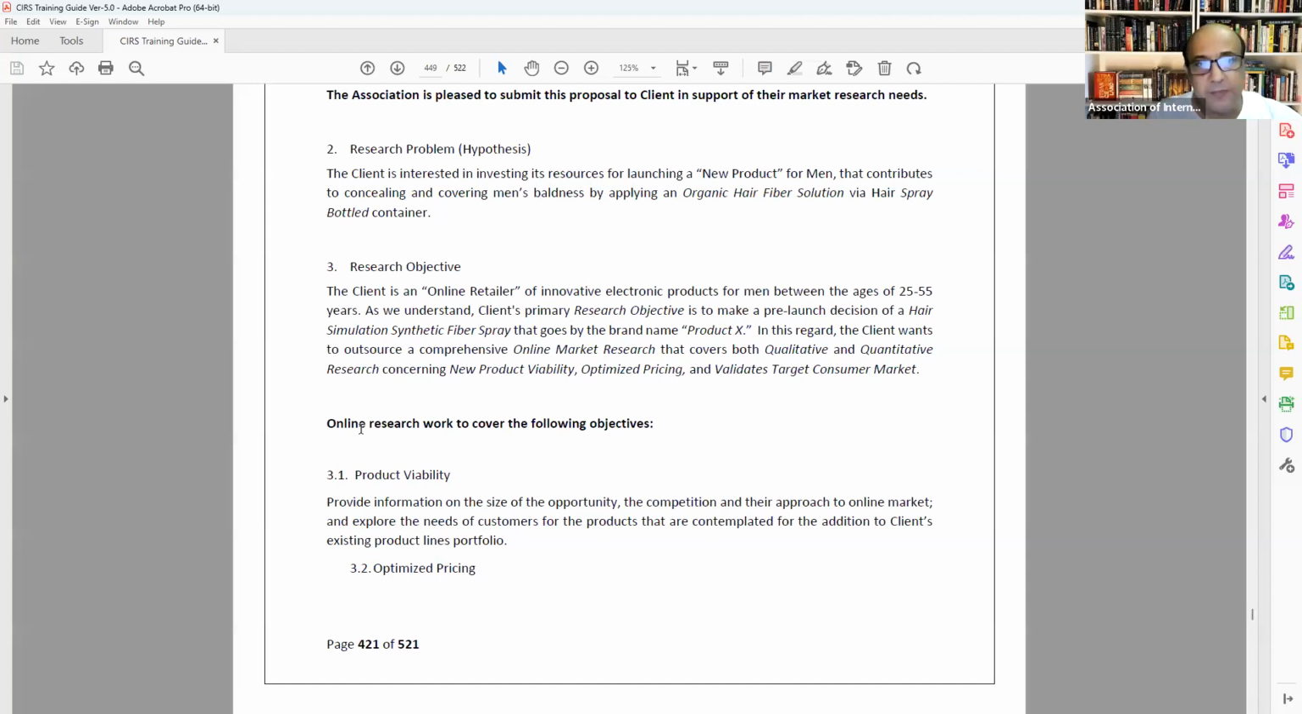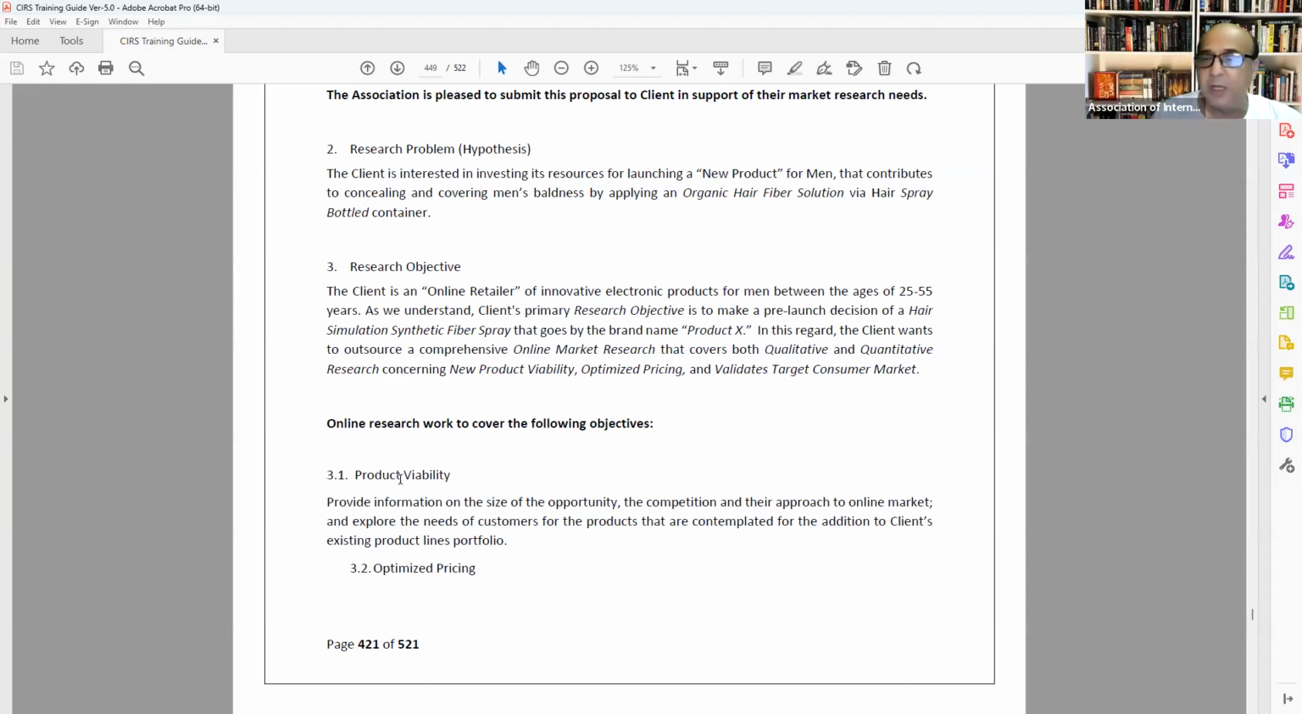So now, after the research objective, you could see that we wrote online research work to cover the first. So, what are you going to cover, or what is it that you're going to perform as research work? That's stated in 3.1, which is in sync with the research objective. So, product viability, what would you do? Provide information on the size of the opportunity, the competition, and their approach to online market, and explore the needs of customers for the products that are contemplated for the addition to client's existing product line portfolio.